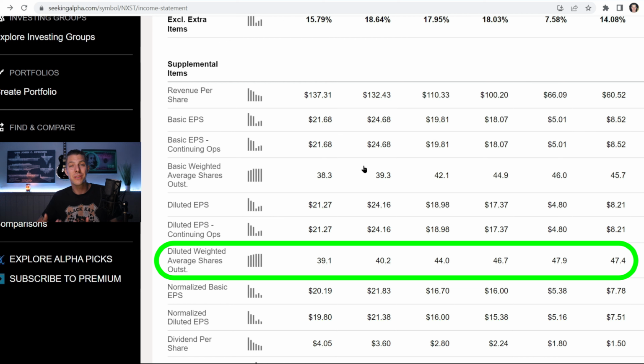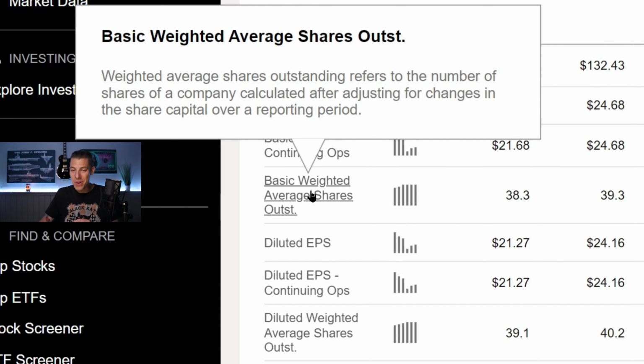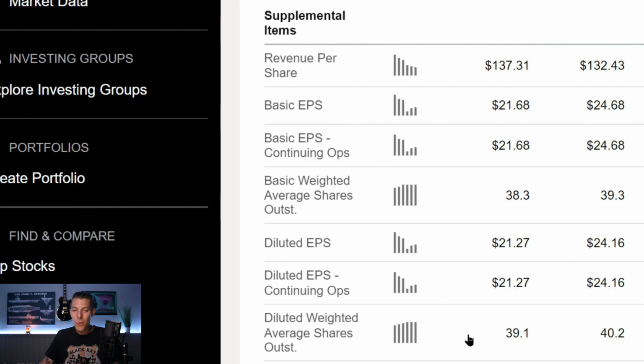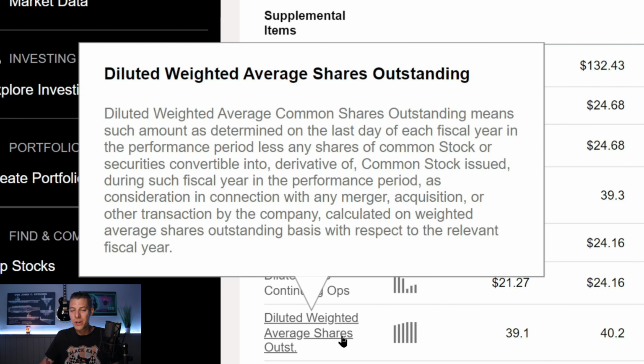But we want to look at, instead of the basic weighted average shares outstanding, meaning how many shares there are, we see right here 38.3 million. We want to look at something called the diluted weighted average shares outstanding, which, it says in the little bubble box right there, is essentially anything that could be converted in the future, meaning tomorrow or 20 years from now, any commitment that's out there of a share that could be converted into shares.